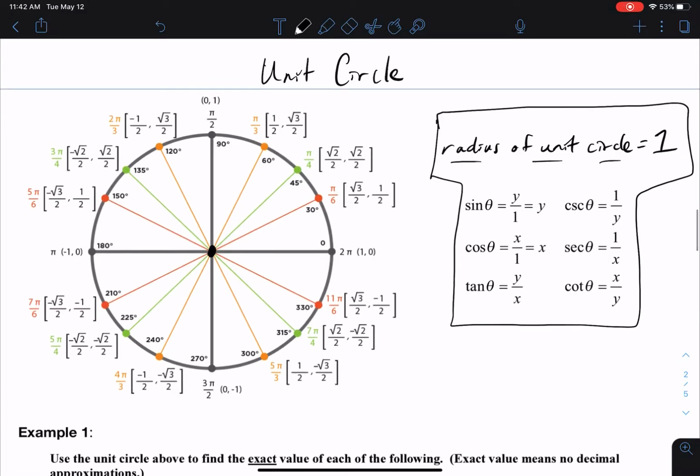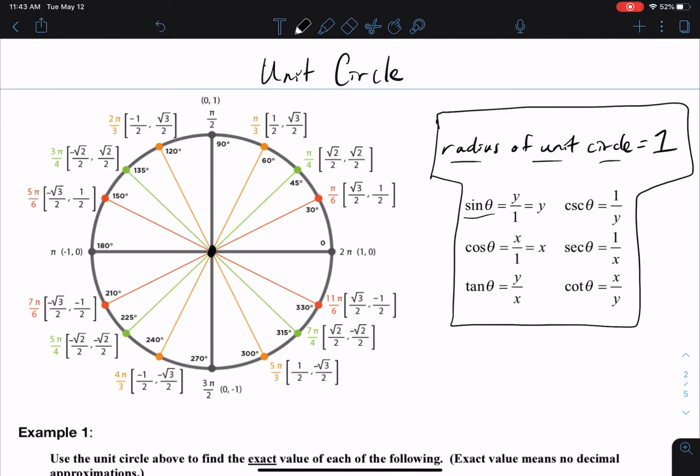Okay? And then instead of sine being opposite over hypotenuse, we said opposite is always going to be y and the radius will be 1. So that's why sine of theta, the inside angle, is y divided by 1. Cosine is x, because x is always going to be the adjacent side. And tangent is opposite over adjacent, so y over x. Okay, and then obviously they're reciprocals.